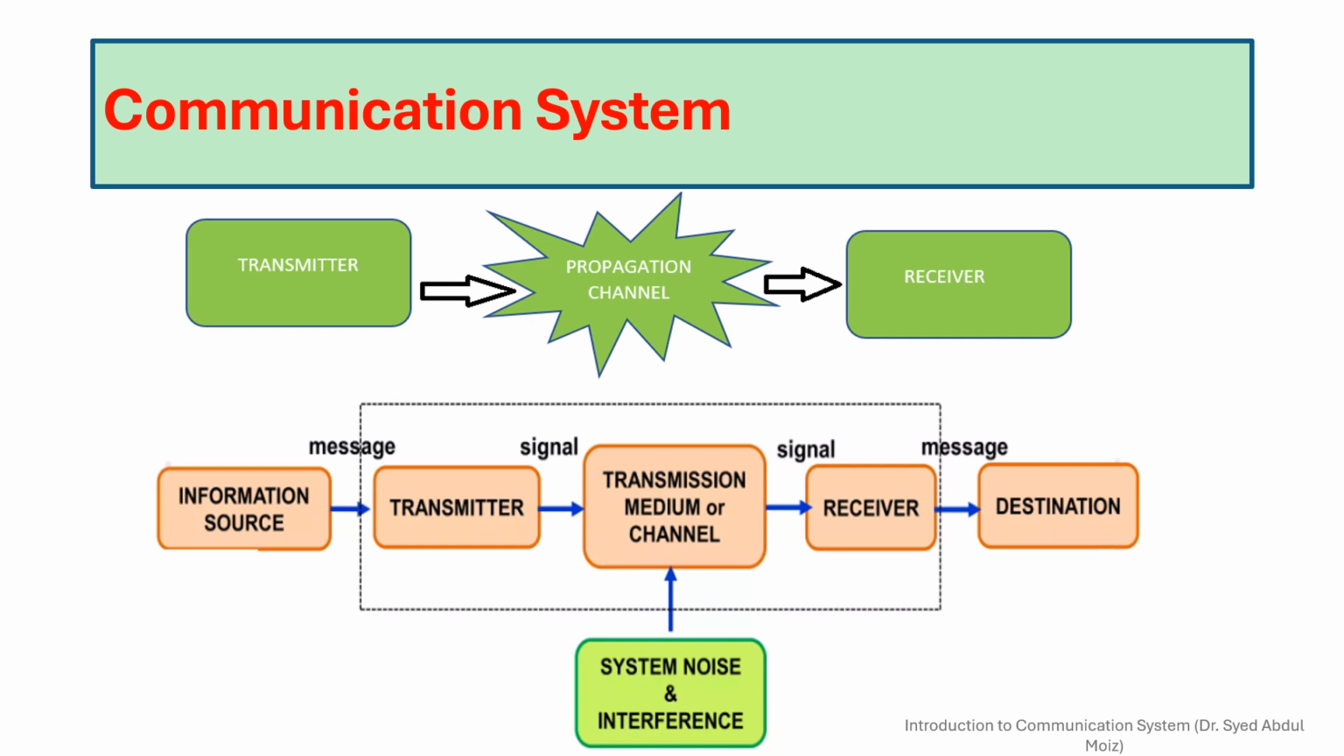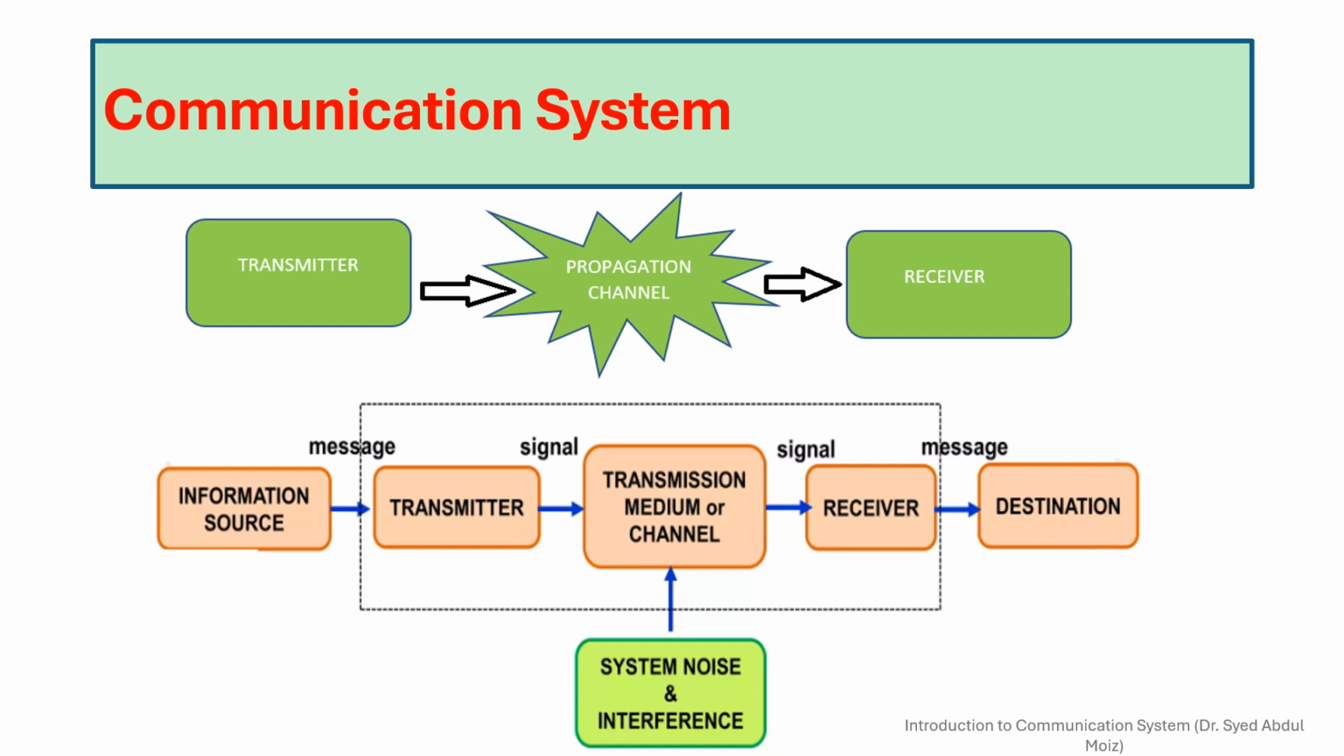For instance, a radio receiver turns radio signal into sound, while your phone converts electrical signal to your friend's voice during a call. Finally, the message reaches the destination, which is the intended recipient of the information. This could be a person listening to a call, or a computer receiving data, or even a television displaying a broadcast. When all these components work together seamlessly, they enable reliable and effective communication.